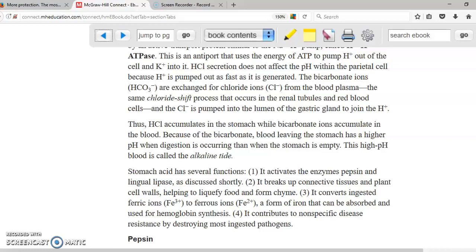Okay, going back to the functions of the acid in the stomach, it activates enzymes such as pepsin, breaks up food, helps us with digestion, converts ferric ions into ferrous ions in order to be able to absorb it at the level of the intestines, and destroys any microorganism that may fall in the stomach.